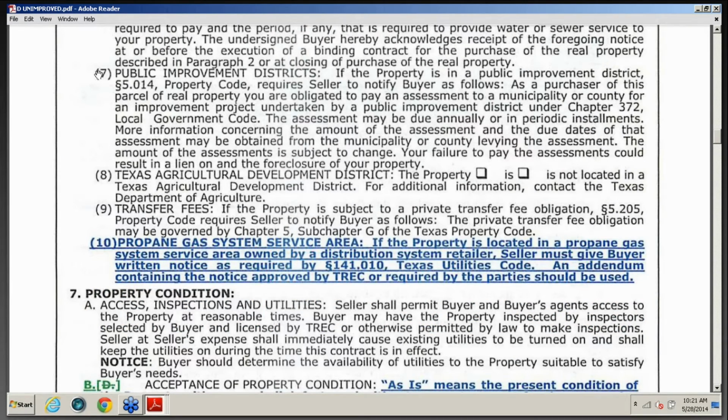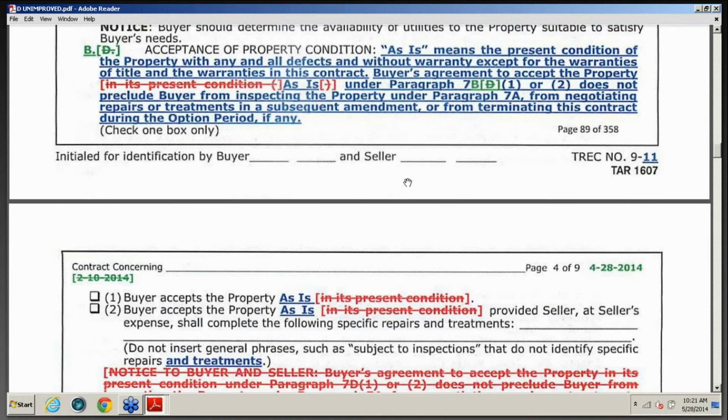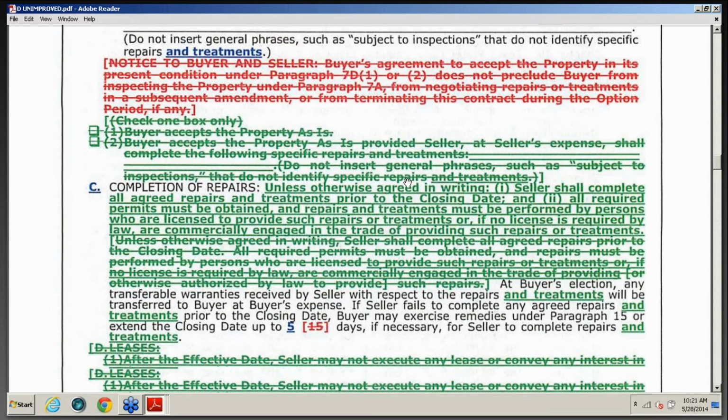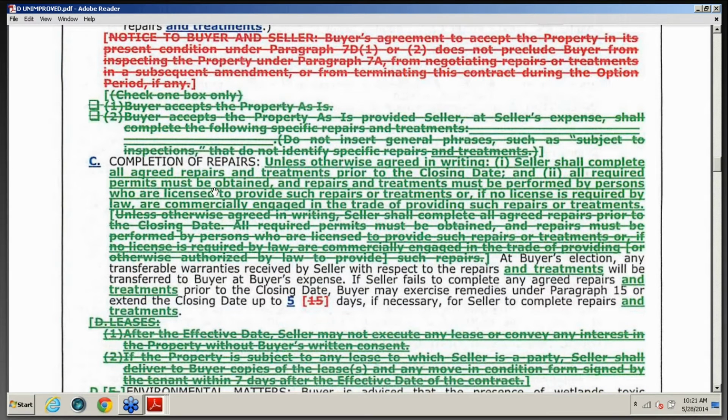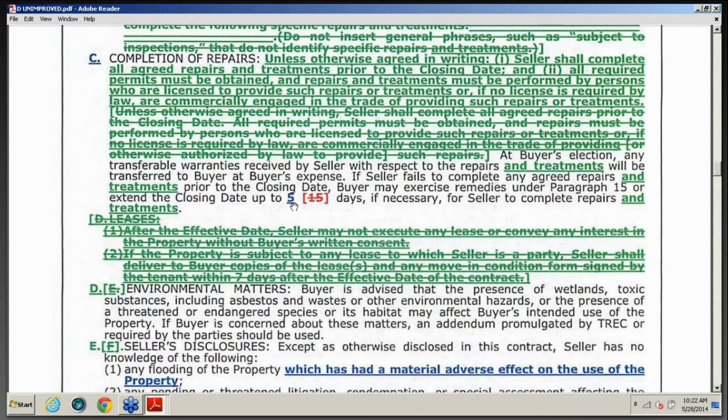And in the unimproved, the only addition you have that's different with the regular contracts, of course, is the Agricultural Development District. It is either in it or not. And then, of course, property condition, we're still going to have the as-is. And then completion of repairs, again, you have to have a licensed person or someone that's commercially engaged. And they shored the dates up. They only extend it to 5 days.